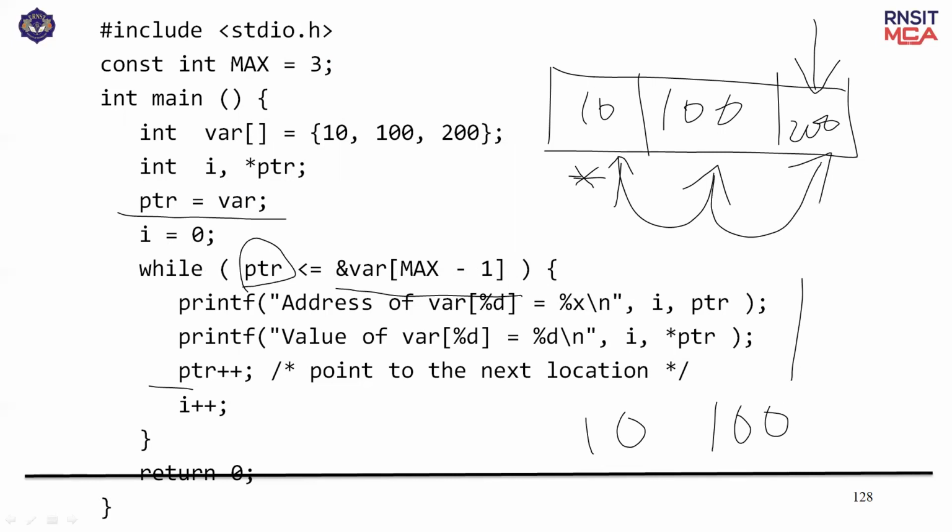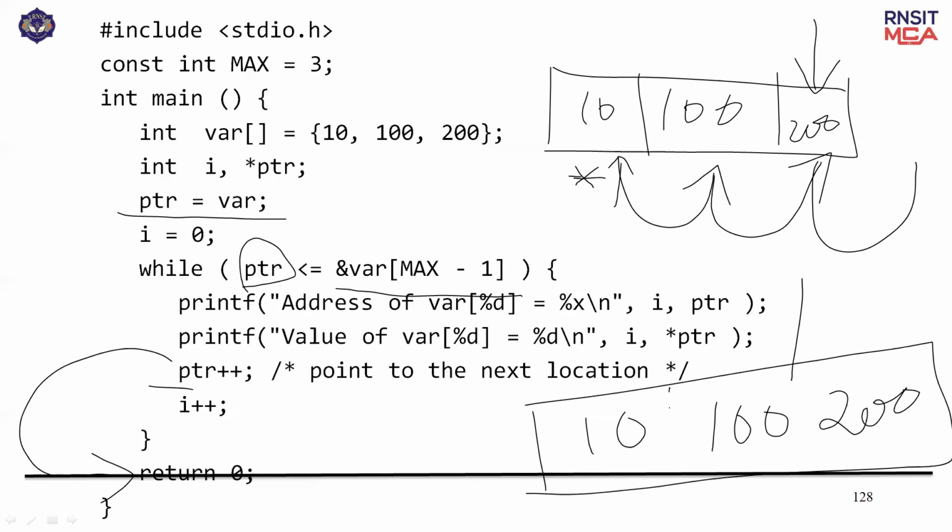So in this case, is PTR less than or equal to the address of the last element? Yes, it is equal, so it will print 200. Now PTR plus plus, PTR moves to the next cell. Now the address is not less than or equal to the last element address, so automatically the loop stops and comes out of the while loop. It prints only these 3 values: 10, 100, and 200.